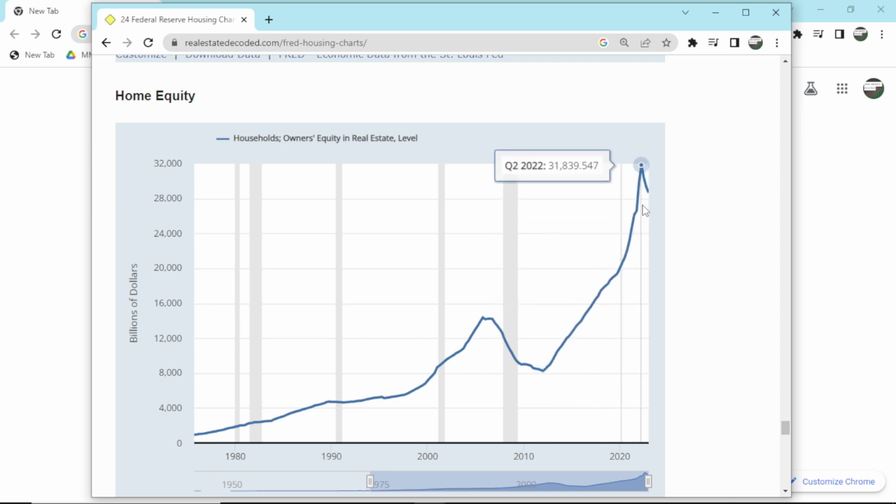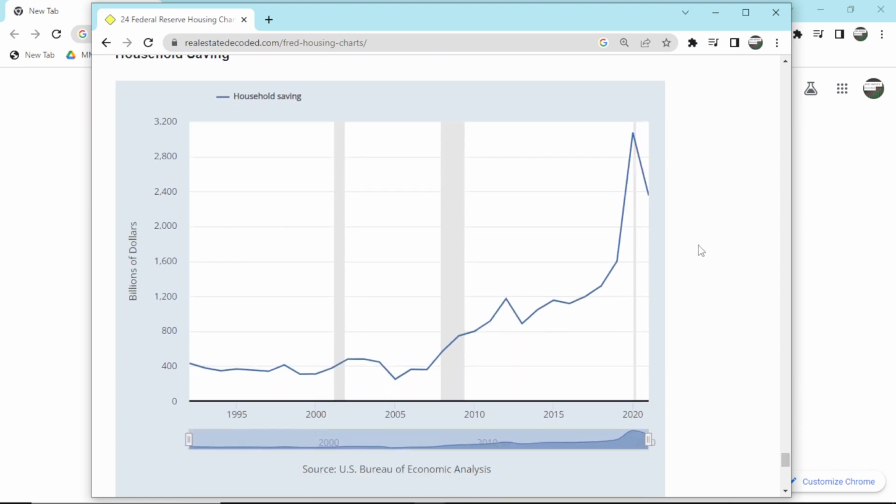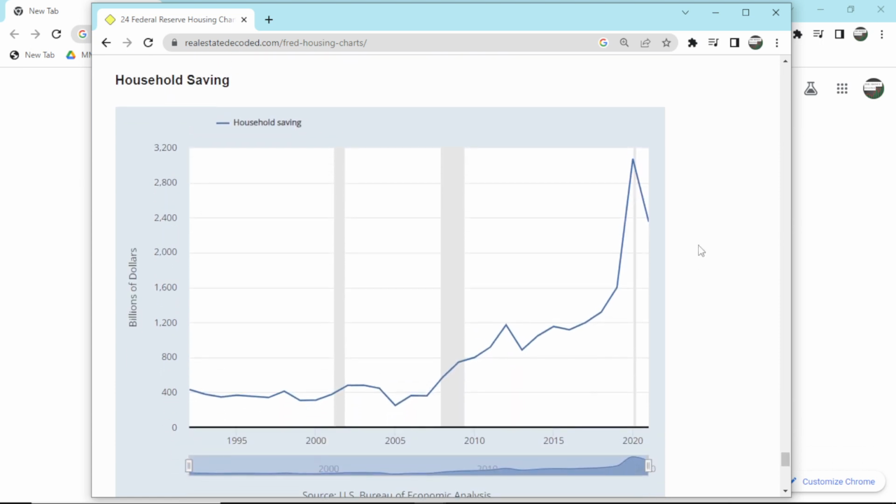And we did peak in around summer 2022. And since then, we've seen a bit of a pullback in real estate prices, which is why we see home equity decreasing as well. Okay, and on to the next chart where we're looking at household savings.